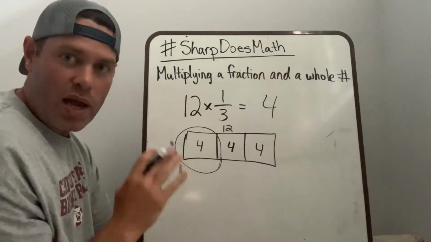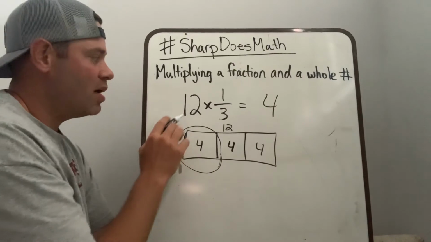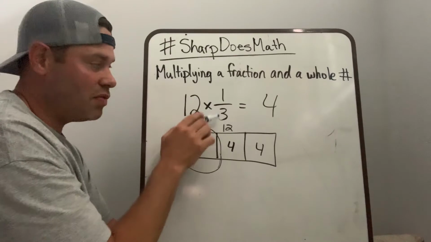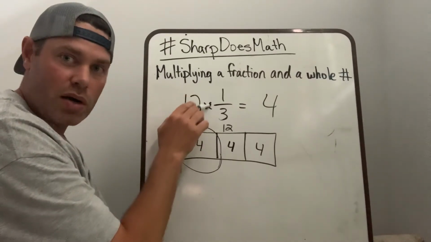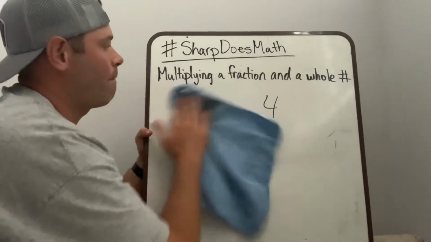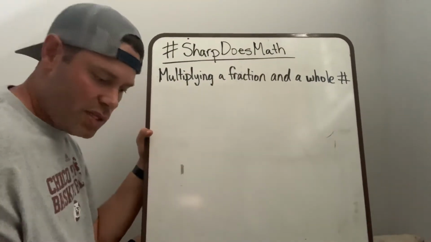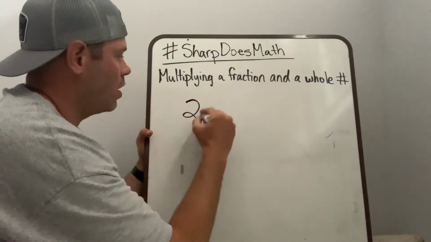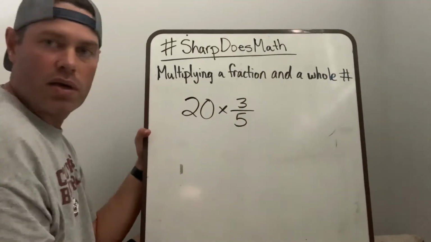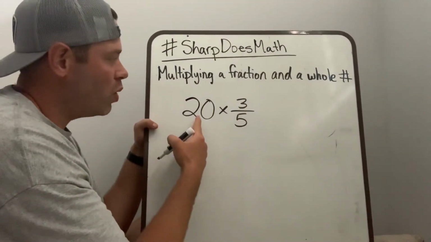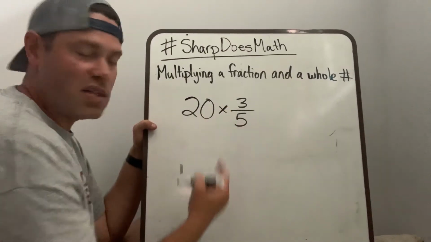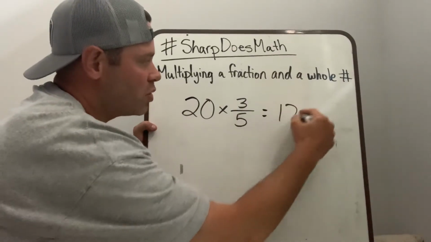The most simple way I can teach you to do this is to take your whole number, multiply it by the top, and divide by the bottom. So multiply by the numerator, divide by the denominator. I'll show you a couple times. So if I had, let's say, 20, and I want to multiply that by 3/5, I could do 20 times 3, which is 60, and 60 divided by 5 would be equal to 12.